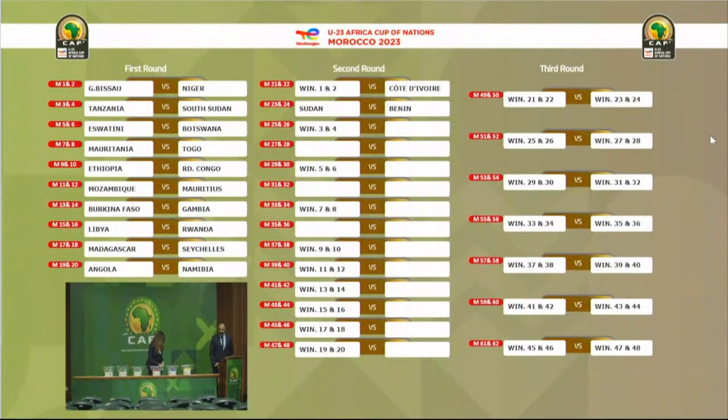Nigeria will play against the winner of Tanzania versus South Sudan. And the winner of this fixture will play against the winner of the next fixture, having two teams from level three.